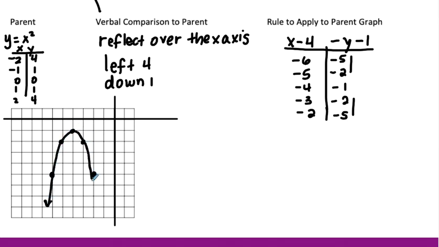And if I think about my parent graph, did it get reflected over the x-axis? Yes. Did it get shifted to the left 4 and down 1? Yes. So all of those things happened to my graph.